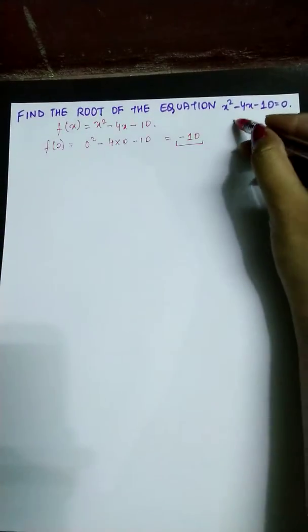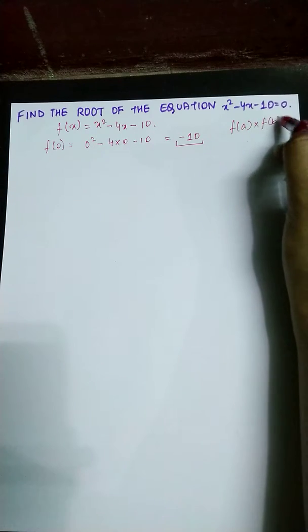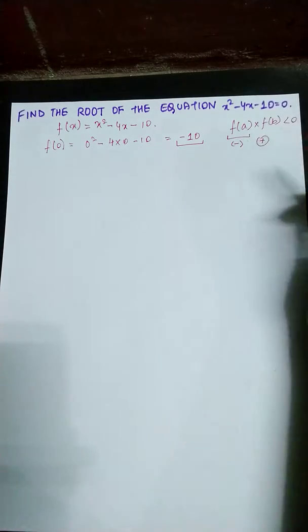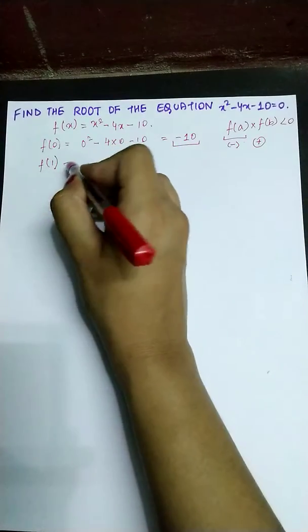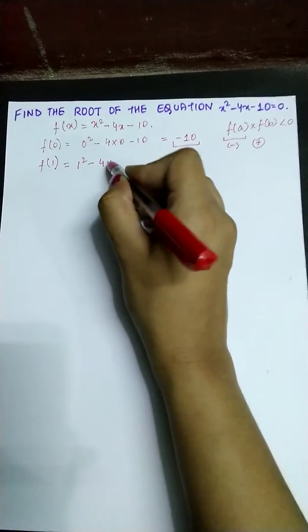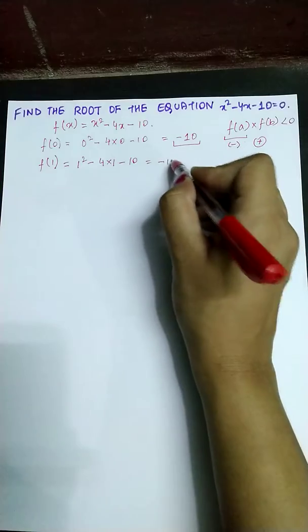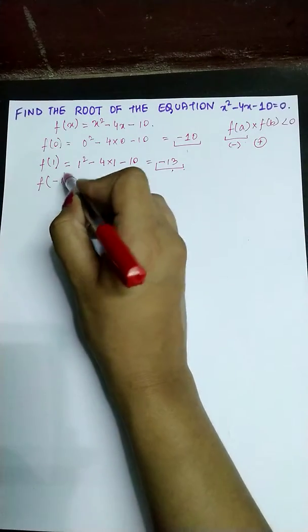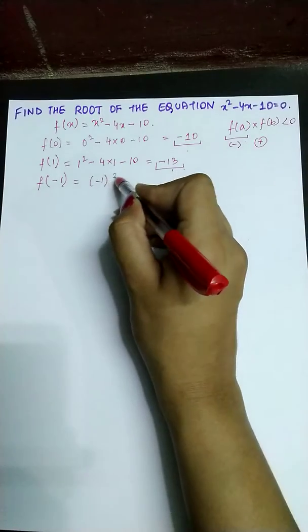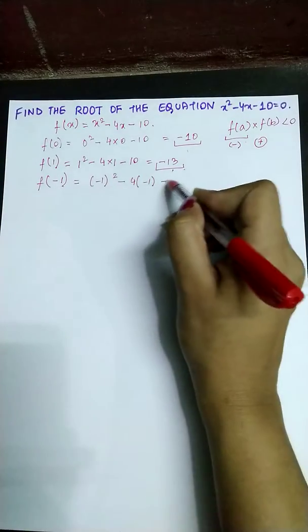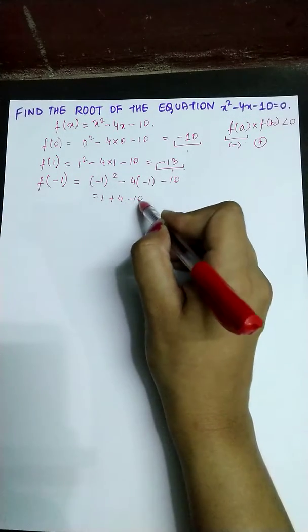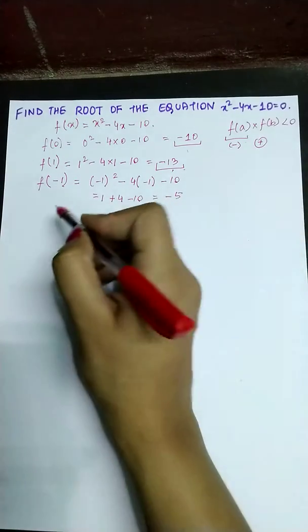We want two values such that f(a) into f(b) is less than 0. If one value is negative, the other value has to be positive. So let's find f of 1. 1 square minus 4 into 1 minus 10. That is minus 13. We see the value becomes more negative, which is what we don't want. So let's move to, say, minus 1. That is minus 1 whole square minus 4 into minus 1 minus 10. That is 1 plus 4 minus 10. That is minus 5. Alright.